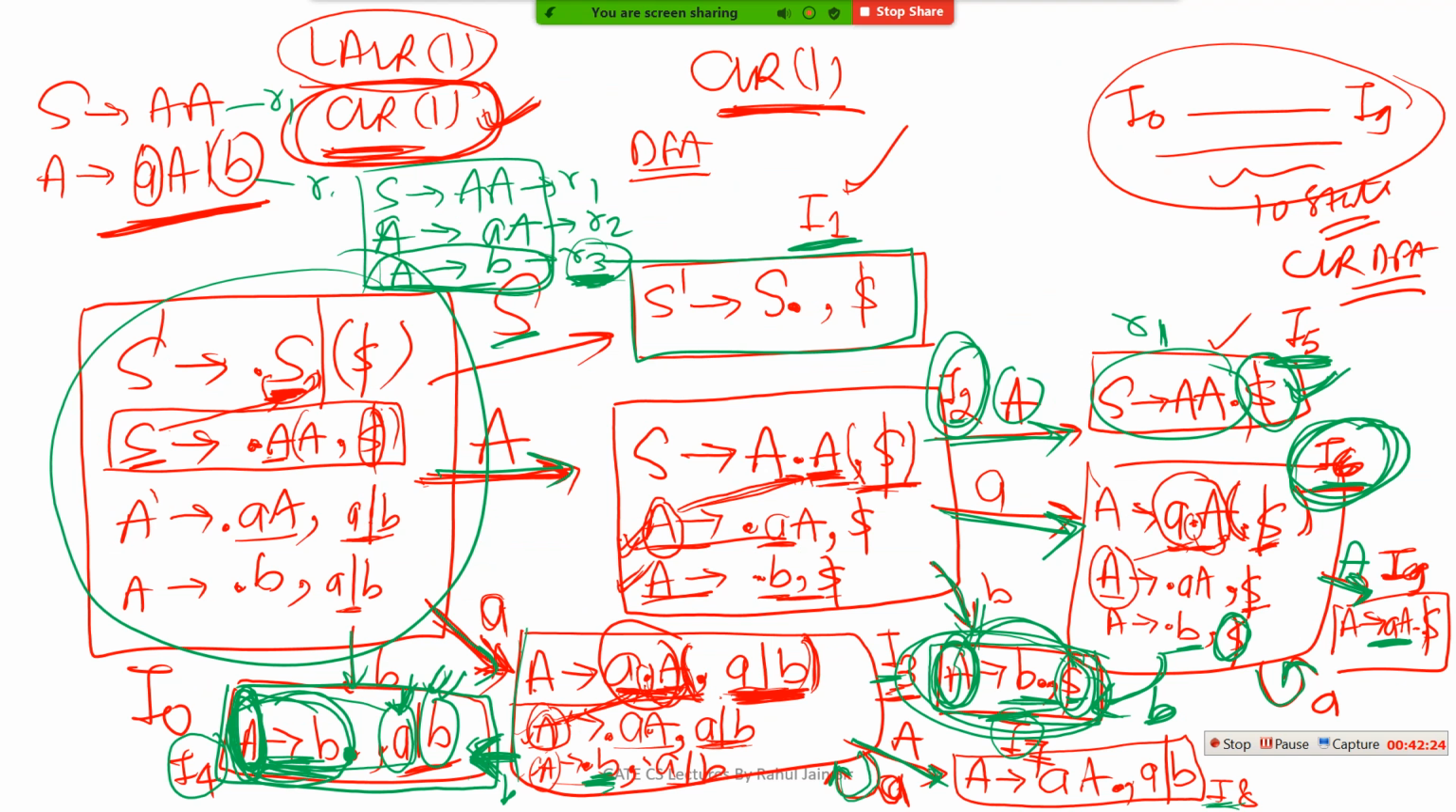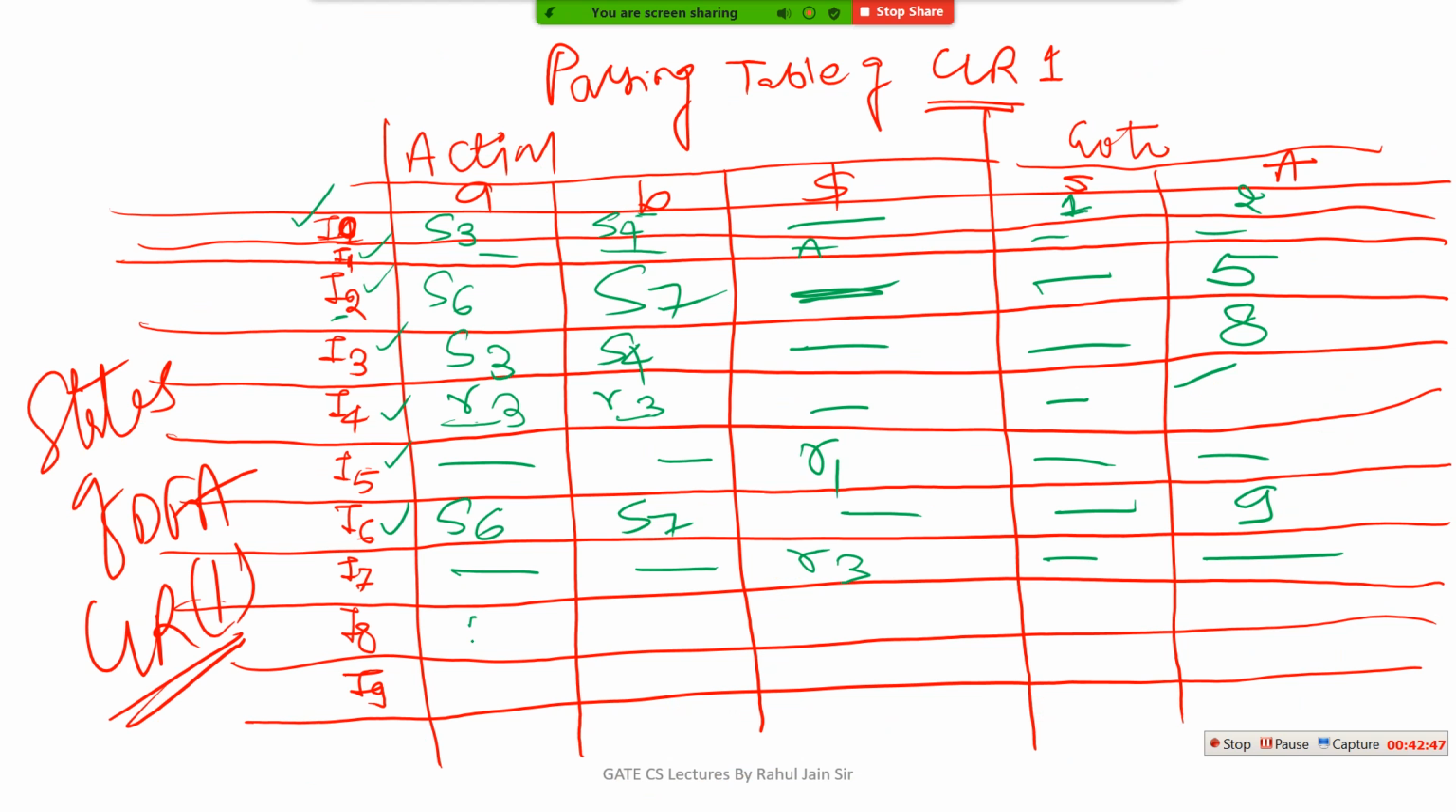Now come to I8. This is I8. It is equation number 2, R2. The look ahead of this A is A and B both. So I will reduce R2, because it is equation number 2, on the look aheads of this A, which are A and B. So R2 is reduced there, and I will leave other spaces blank.